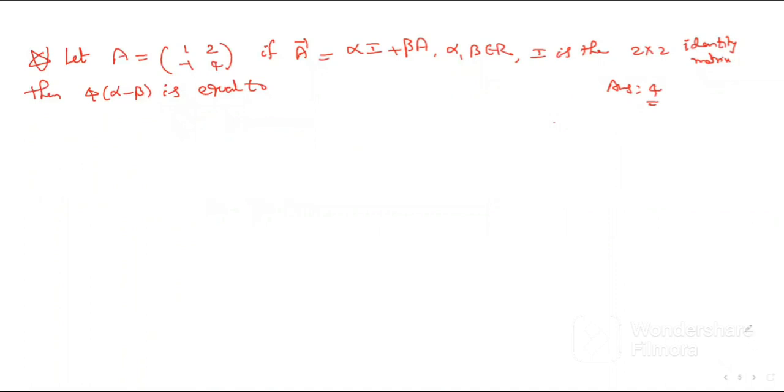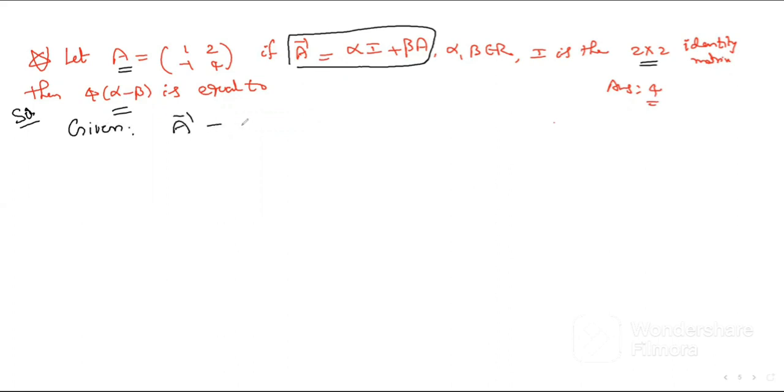Okay, now explain the next question. Here A matrix is given as well as one condition: A inverse is equal to alpha I plus beta A, where I is the 2 by 2 identity matrix. Then find out 4 times of alpha minus beta. How to solve? First, the given condition: A inverse is equal to alpha I plus beta A.